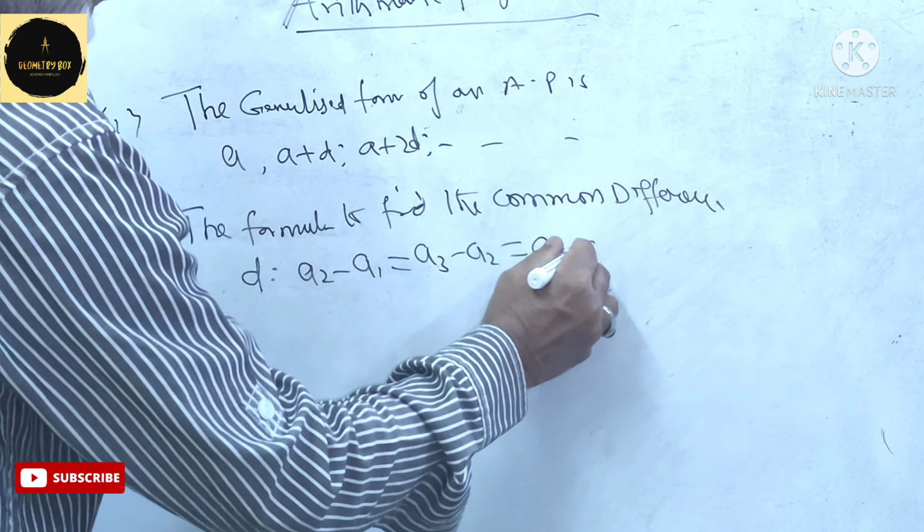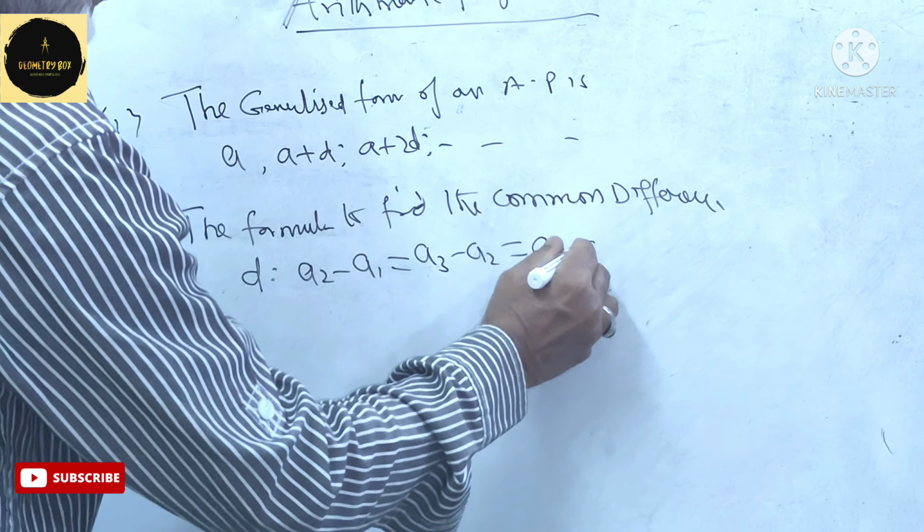Number three, the nth term of an AP is an is equal to a plus n minus 1 into d, where an is called the nth term, a is called the first term, n is called the number of terms, and d is called the common difference.